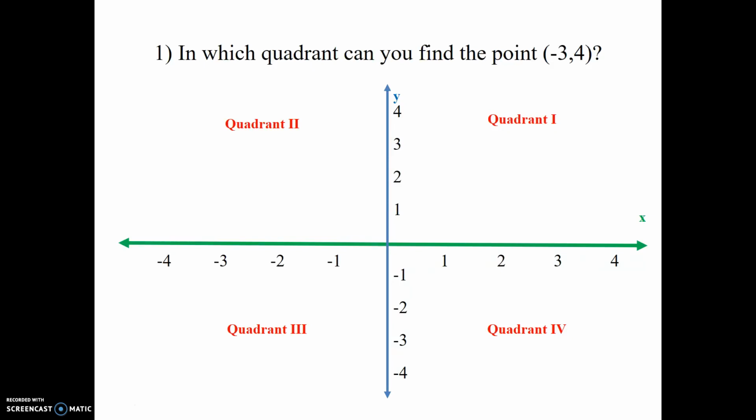Well, you can go back and look at your notes, or you can go ahead and imagine in your mind where it would go. So -3 is going to go from the origin. I know I'm going to go to the left and up, which would put it in quadrant 2. Number 2. In which quadrant would you find the point 2, -4? So think, from the origin, I'm going in the positive direction, and then I'm going to go down, which would put 2, -4 in quadrant 4.